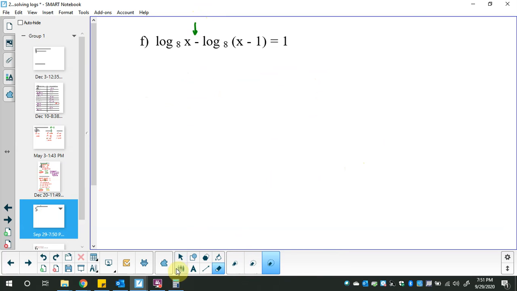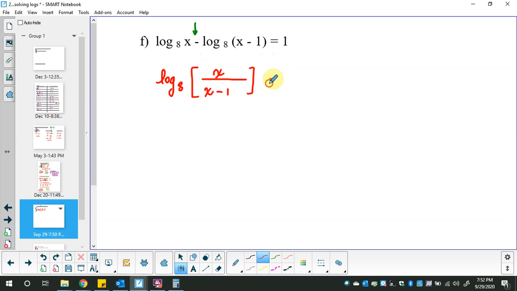So I'm going to erase that and put down the right version, which is log base 8 of, just for kicks, square bracket, x divided by x minus 1. And no, you are not allowed to cross that out because this is in the way. And now we get to do our logarithmic form into exponential form. So 8 is the base to the exponent 1 is equal to x over x minus 1. That's 8 equals x over x minus 1.